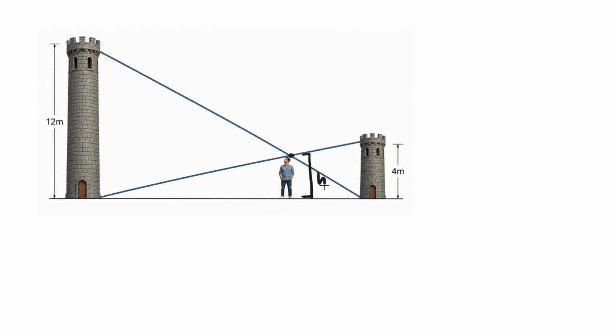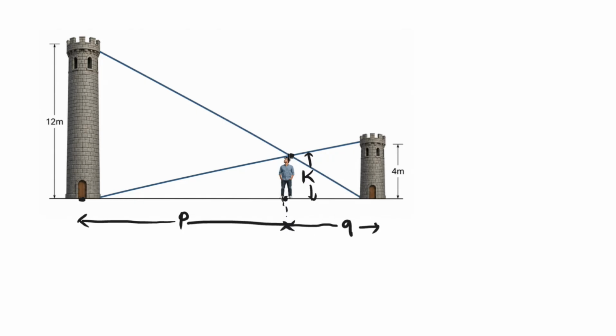that person's height. Let's call the person's height K. We'll also let the horizontal distance from the left tower to the person be P, and the horizontal distance from the person to the right tower be Q.